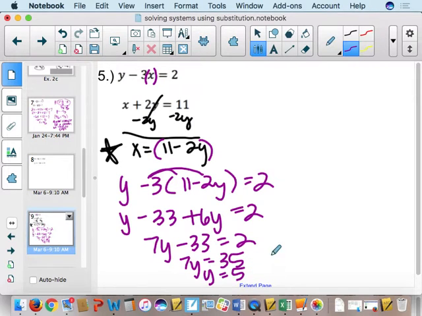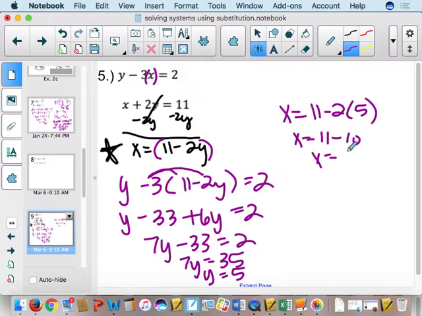We're going to take that answer and plug it in to that top equation. Or excuse me, we're going to use this bottom equation that we rearranged. The x is by itself. So x equals 11 minus 2 times 5. And 2 times 5 is 10, so 11 minus 10, and x equals 1. So our ordered pair is 1, 5.